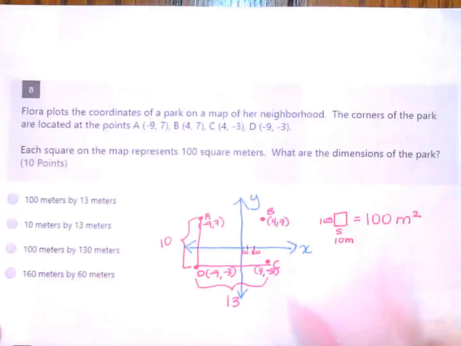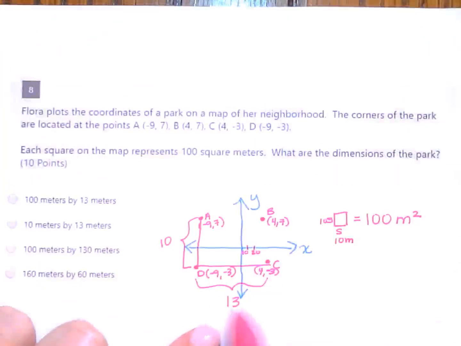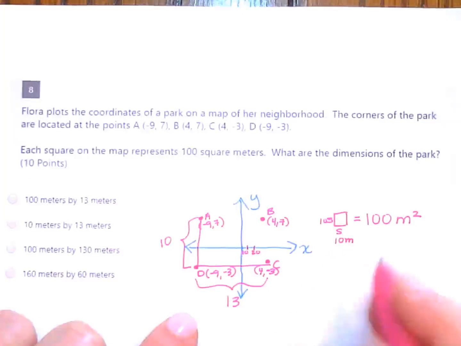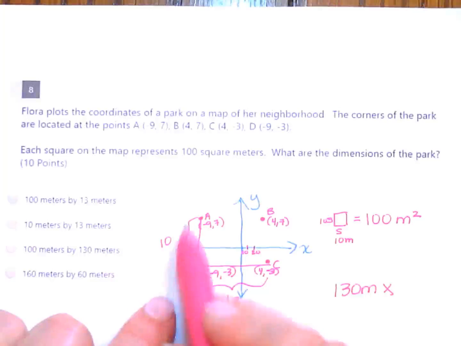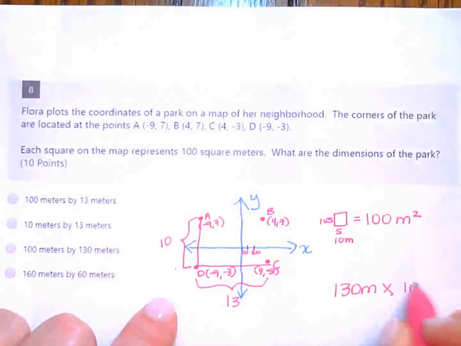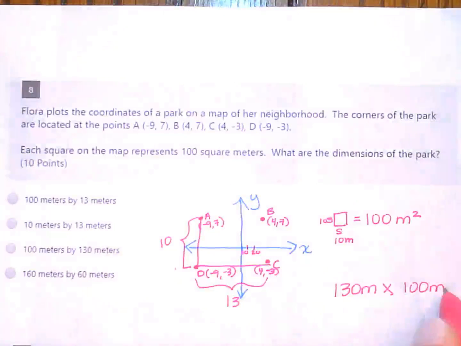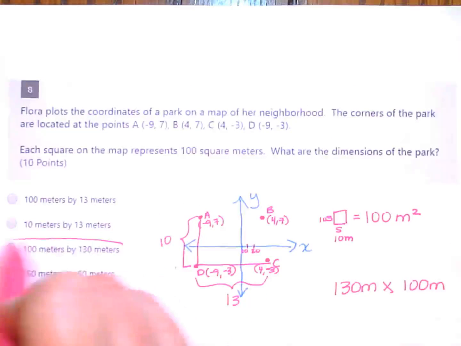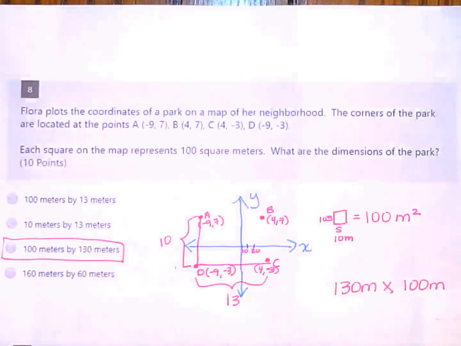Okay? So if we know that, and we know that this is 13 spaces times 10 per space gets me 130 meters. And 10 spaces times 10 meters per space gets me 100 meters. So the answer to this question will be this one right here. Okay, it was a two-step process.